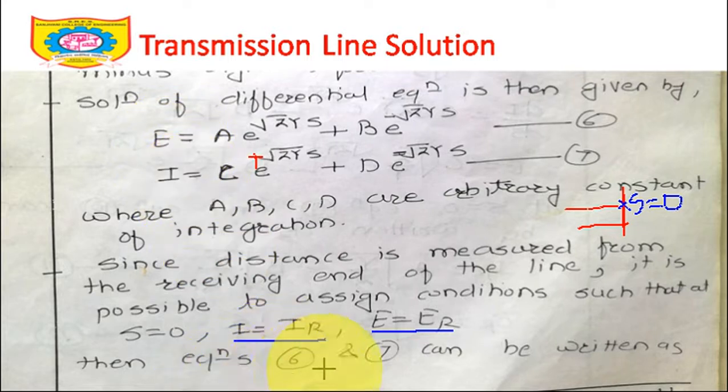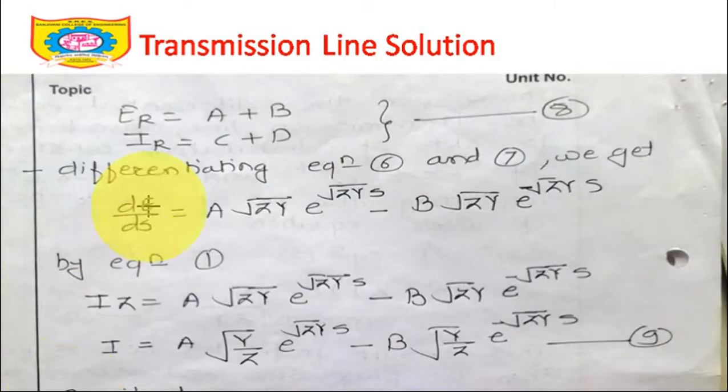If I put s is equal to 0, I need to represent E with the ER and I with the IR. So equation number 6 and 7 now can also be written as ER equal to A plus e raised to root zy e raised to 0 plus B e raised to minus 0. So it will become A plus B and IR equal to C plus D. Combined I am going to call this as equation number 8. Now once we got this first equation number 8, ER and IR in terms of ABCD, let's do certain other things.